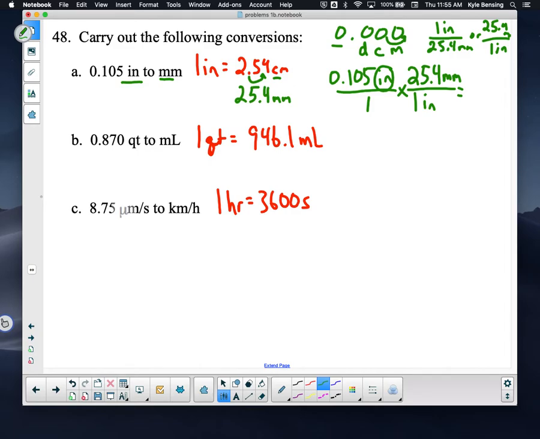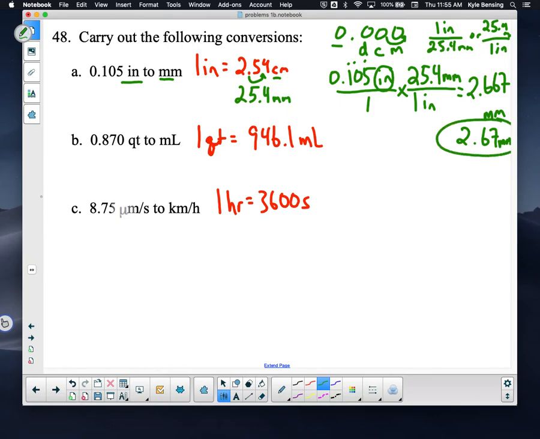0.105 times 25.4 equals 2.667, and that will be in millimeters. Notice I start off with 3 significant figures, so I round this off to 2.67 millimeters, and there's my answer.